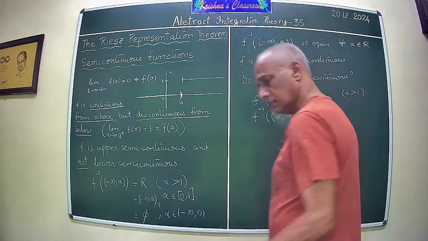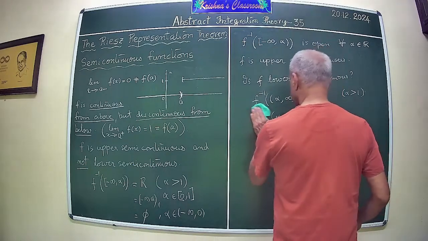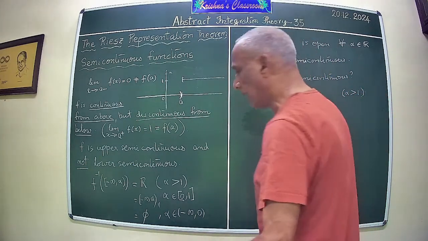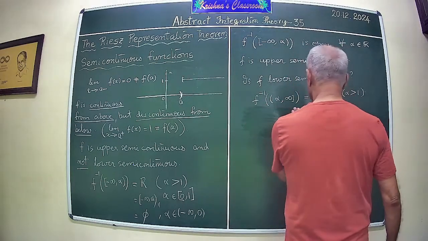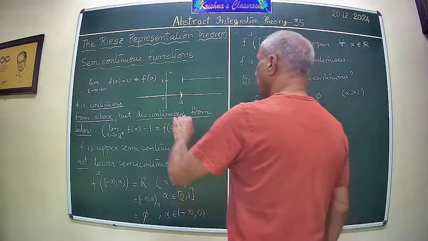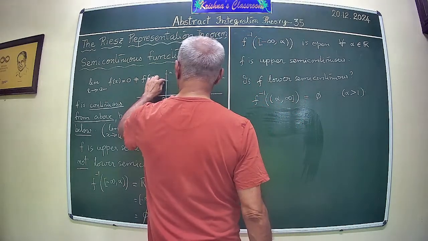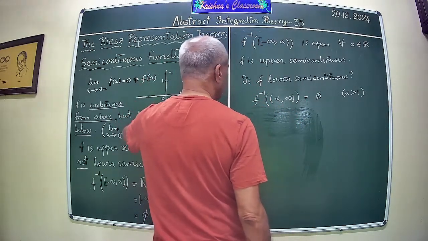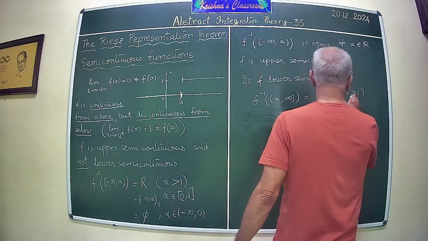Now let us take a look at this. What happens if alpha is equal to 1? If alpha is equal to 1, then this is going to be from here to here. See that 1 does not belong to that. Therefore, this is.